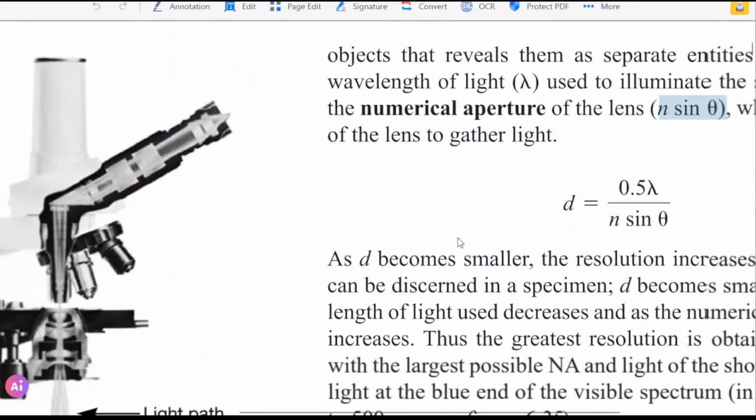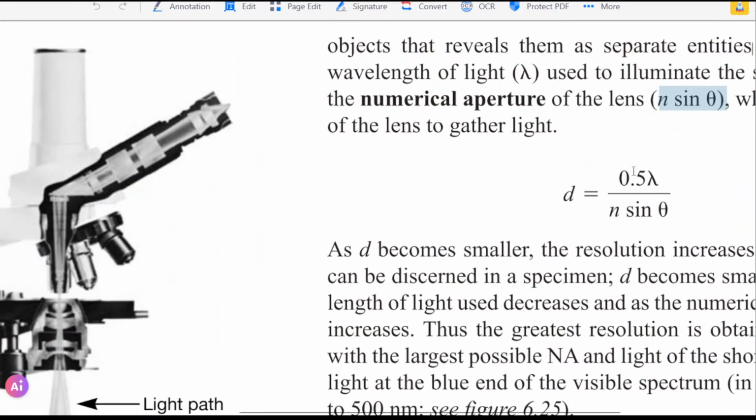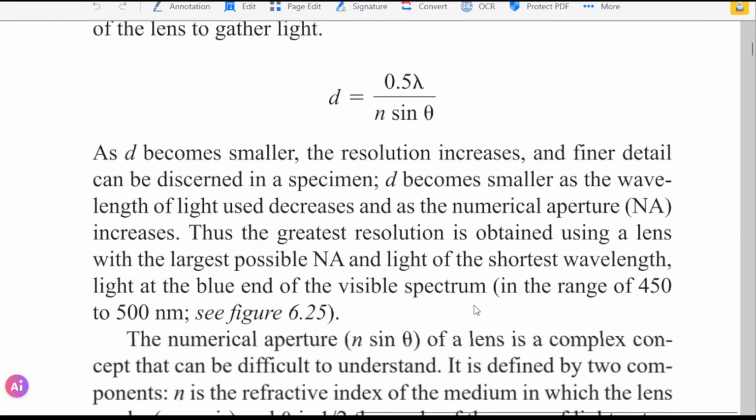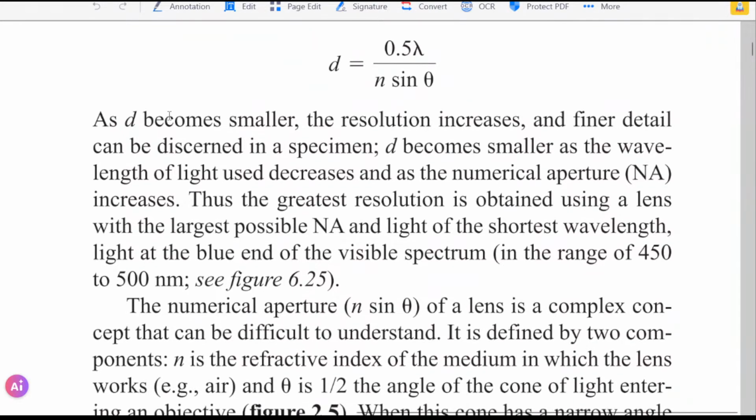Should I read further? This D, this wavelength, and this n sine theta, numerical aperture, I'm not getting a single word. Wait, let me read further.